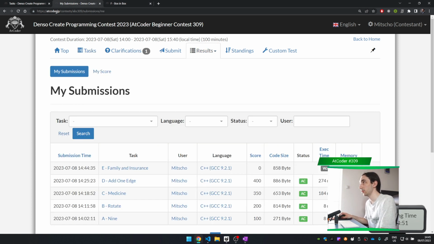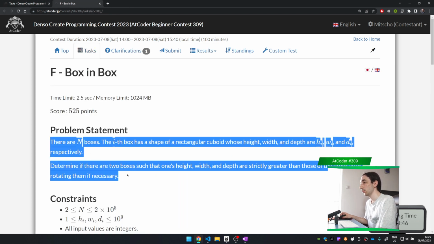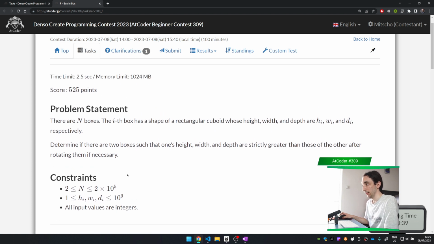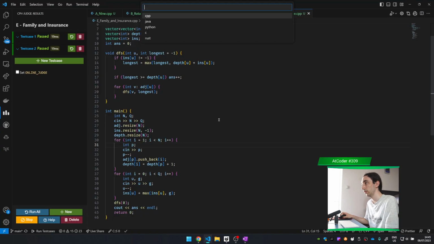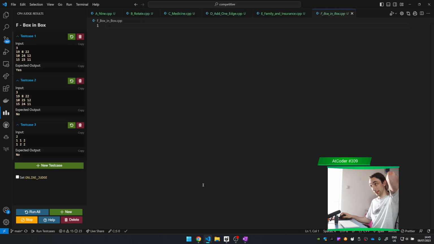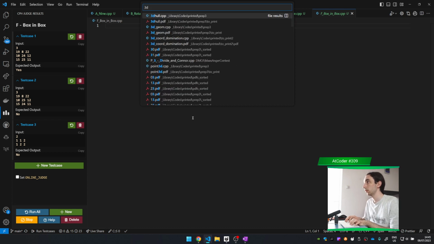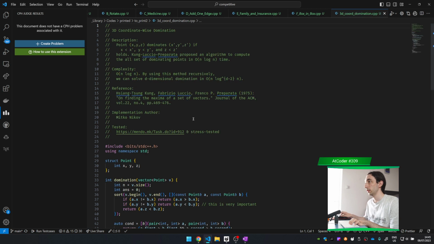Okay, this is called coordinate-wise 3D thingy, and the rotation is just swapping them. But I have already implemented this thing here, the 3D coordinate-wise stuff, and it's in 3D coordinate domination.